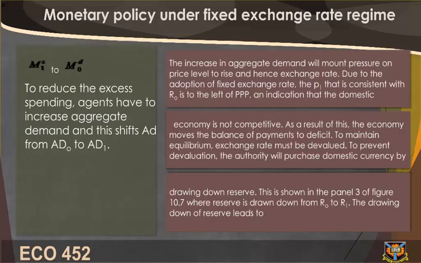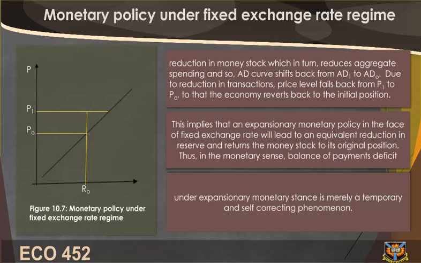To prevent devaluation, the authority will purchase domestic currency by drawing down reserve. This is shown in panel 3 of figure 10.7, where reserve is drawn down from R0 to R1. The drawing down of reserve leads to reduction in money stock, which in turn reduces aggregate spending, and so the AD curve shifts back from AD1 to AD0. Due to reduction in transactions, price level falls back from P1 to P0. With that, the economy reverts back to the initial position.